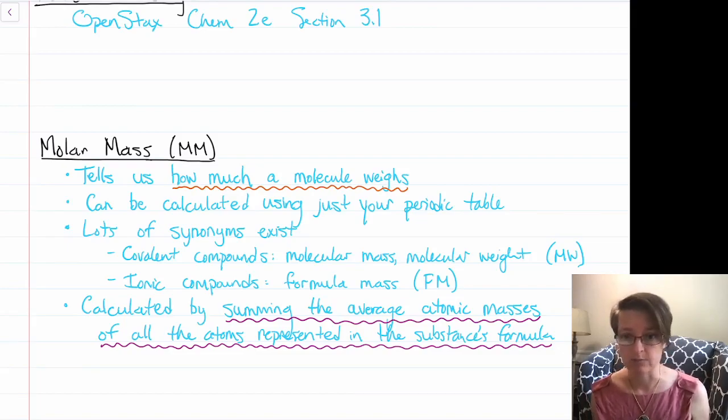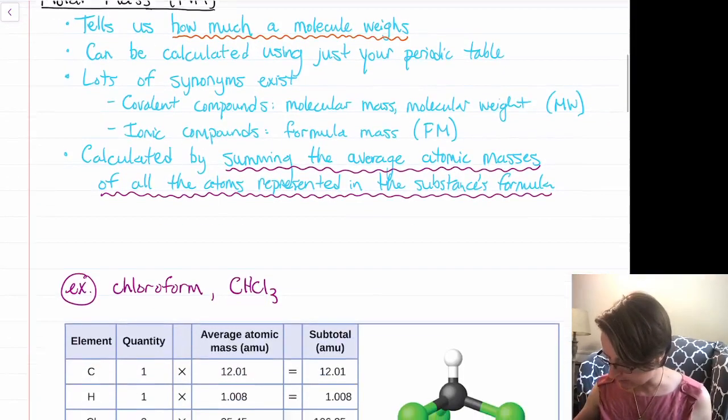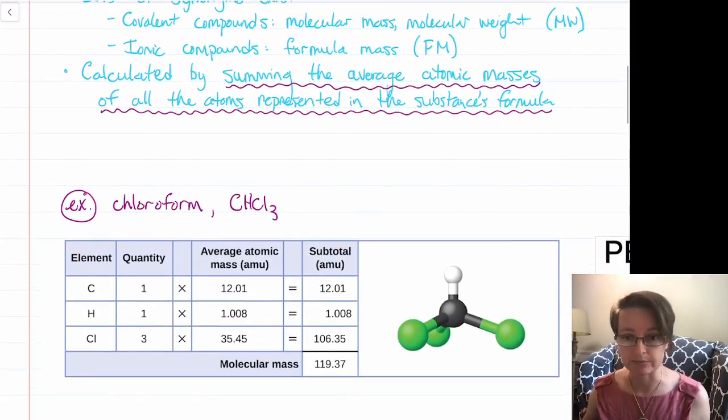How we calculate the molar mass is that we are going to sum up the average atomic masses found on our periodic table for all the atoms represented in a substance's formula. And I think this is best demonstrated by an example, so let's go ahead and dive into one such example.